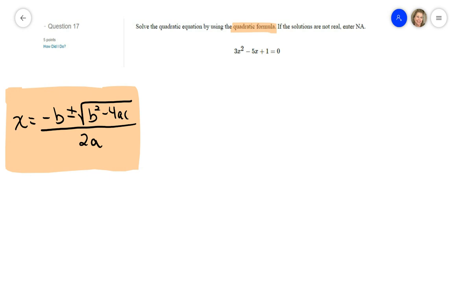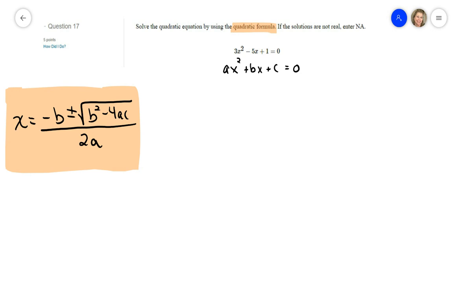All right, this is another quadratic equation, except this time we have to solve it by using the quadratic formula, which I highlighted in orange, and then over here I have it listed for you. It's x equals negative b plus or minus the square root of b squared minus 4ac all over 2a when you have a quadratic equation in the form of ax squared plus bx plus c equals 0.